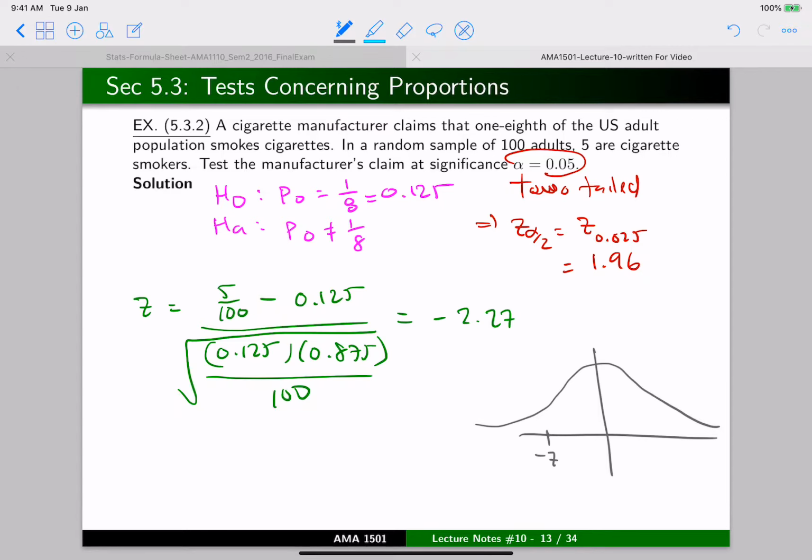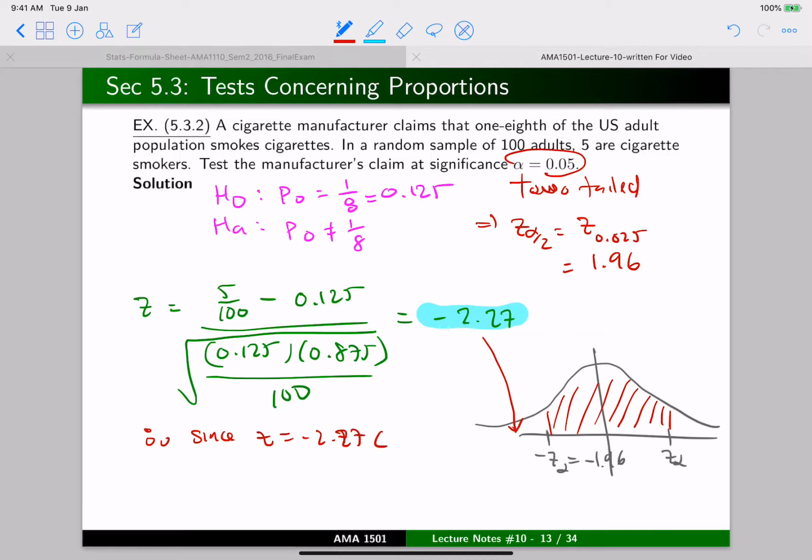Okay, so remember what the picture looks like. Here is minus z alpha over 2, and this is z alpha over 2. So the test statistic is outside the region where we accept H0, in the critical region. Therefore, since the z test statistic is less than minus z alpha over 2, we reject the null hypothesis and accept the alternative hypothesis. Therefore, there's not enough evidence to support the manufacturer's claim.